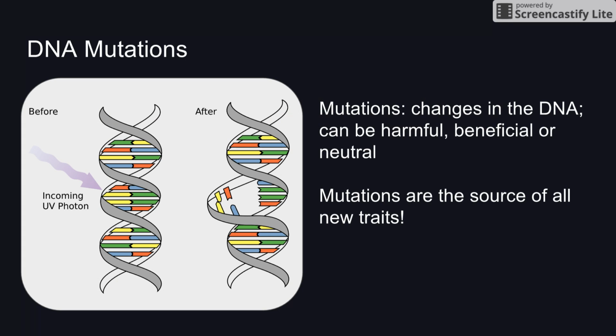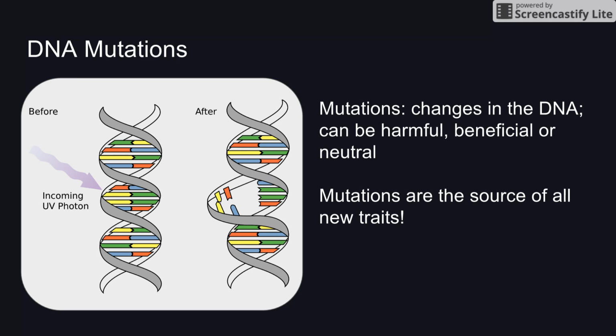Usually, our cells do a very good job of making sure that DNA is looking the way it's supposed to. But sometimes certain chemicals, or if you are in the sun for way too long over a number of years, mutations can occur. It says here changes, so mutations are changes in the DNA. They can be harmful, beneficial, or neutral. So remember that mutations are the source of all new traits.